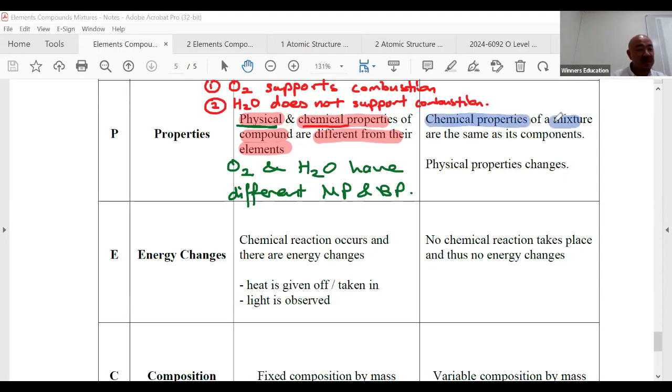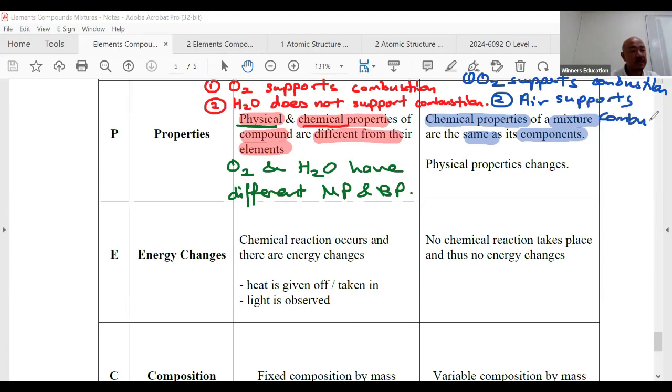Chemical properties of a mixture, we're talking about mixtures right now, are the same as its components. With an example, explain this. It will give you 2 marks. I use the same example. O2 supports combustion. O2 means pure O2. Currently, is our air pure O2? Obviously, it's not. There's only 21% oxygen. But does air support combustion? Yes, the people smoking downstairs right now, I can smell it. Air supports combustion. Chemical property is the same.